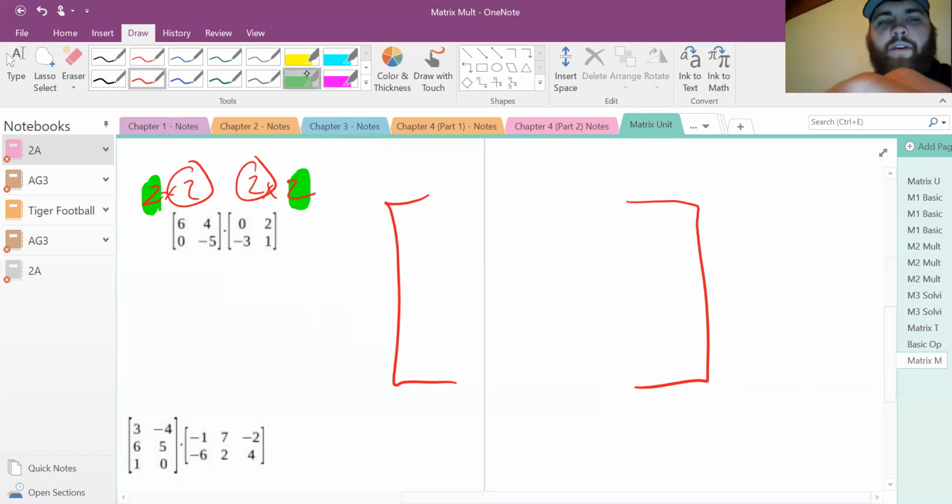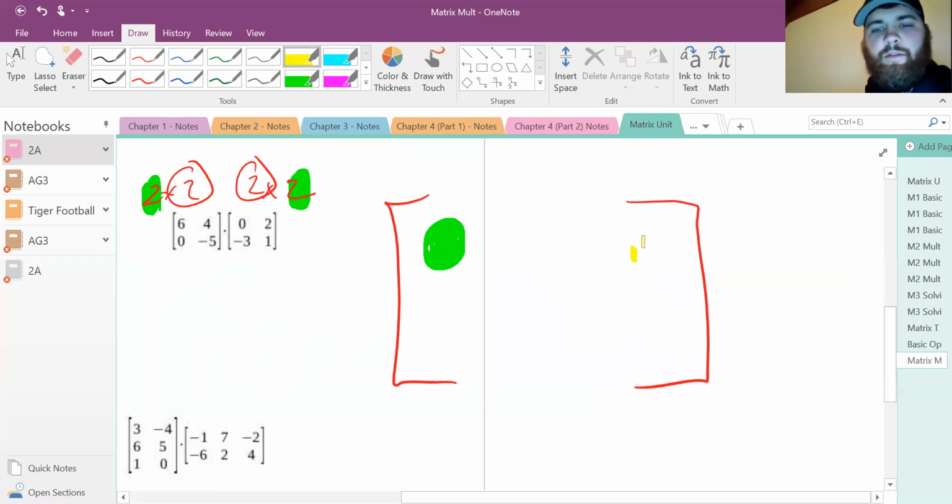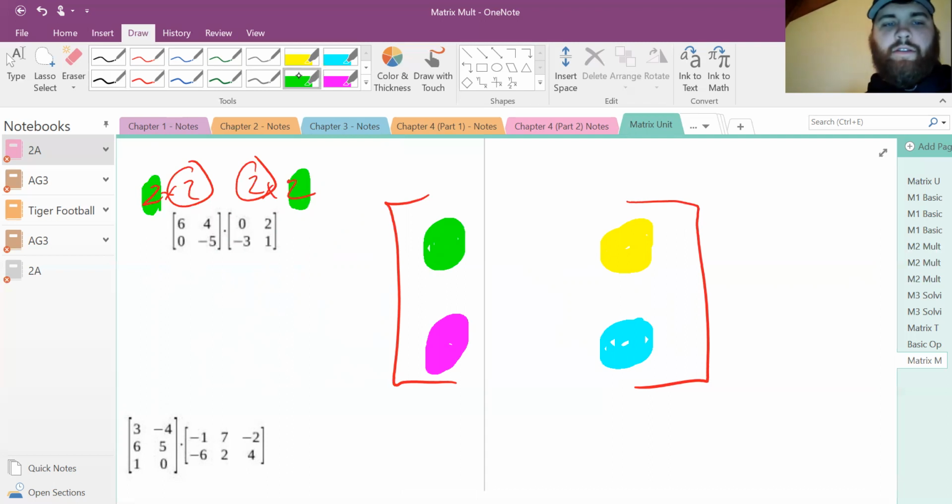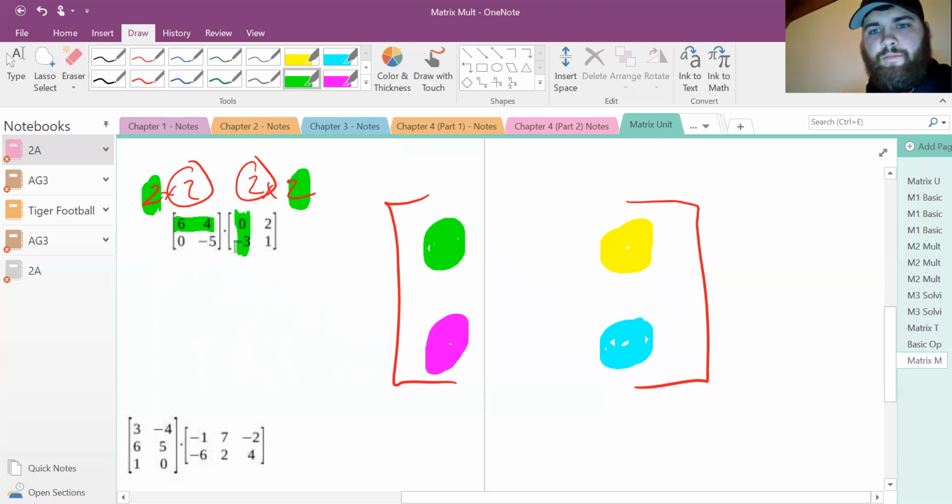Okay, so how do I figure out what values go here, what values go here? Because we have a 2 by 2, what values go here, and what values go here? Okay, remember what I said. The first entry is going to be the first row times the first column. The second entry in the first row of our new matrix is going to be the first row times the second column. So it's row times column, row times column, row times column.